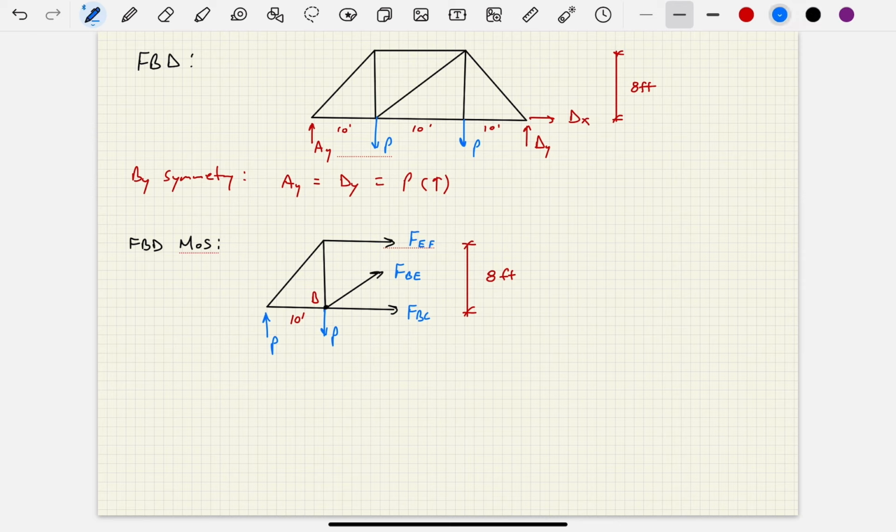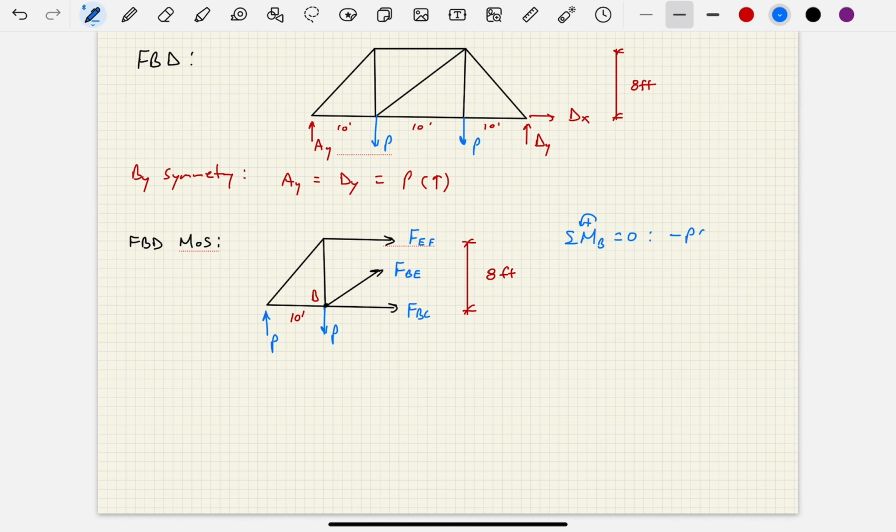Now watch what happens. I'm going to say sum of the moments about B equals 0, okay? And so this reaction AY, which is equal to P, is going to generate a moment about point B, right? So I'm going to have negative P times 10 feet. Let me write that on the next line so it's a little bit more clear. Negative P times 10 feet.